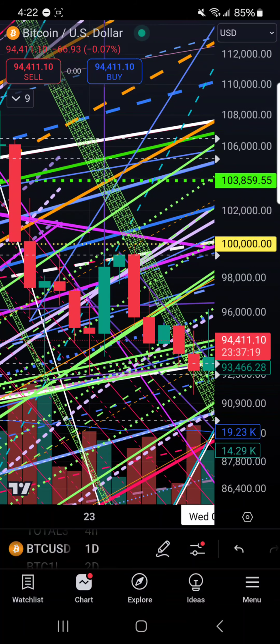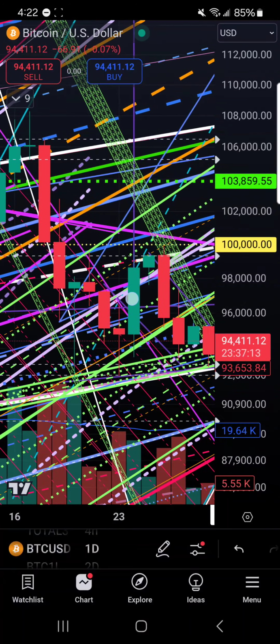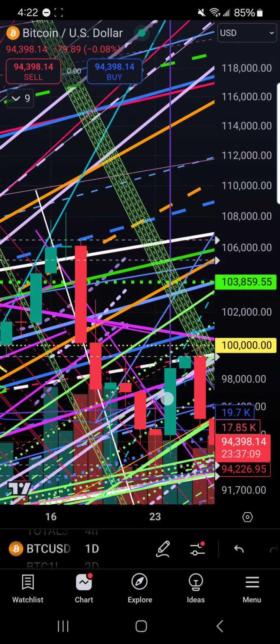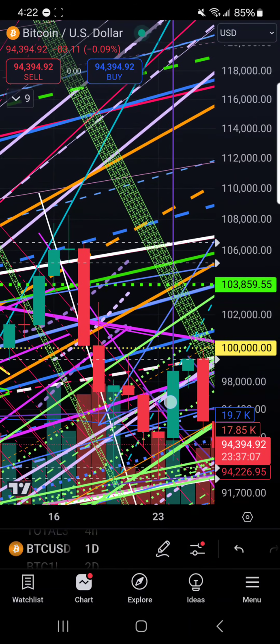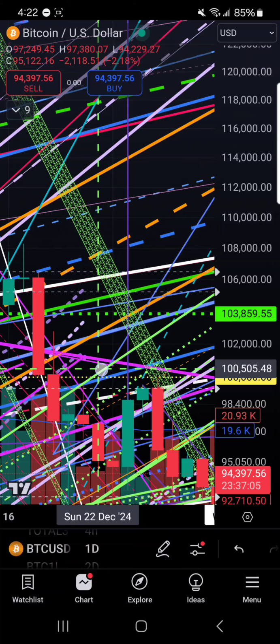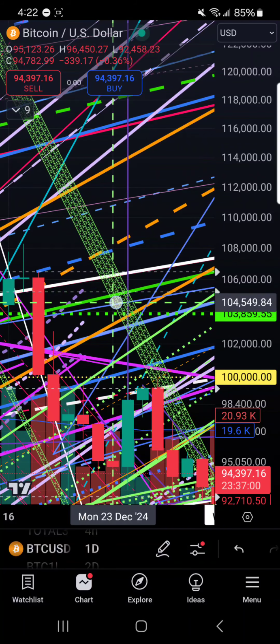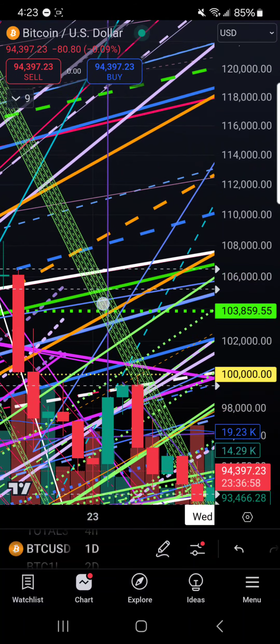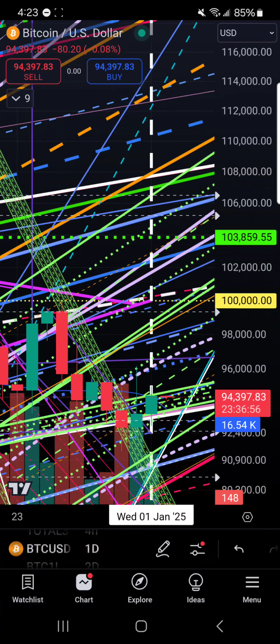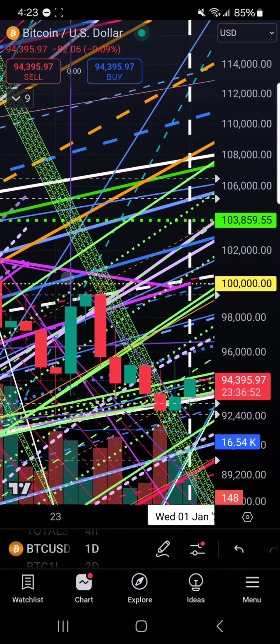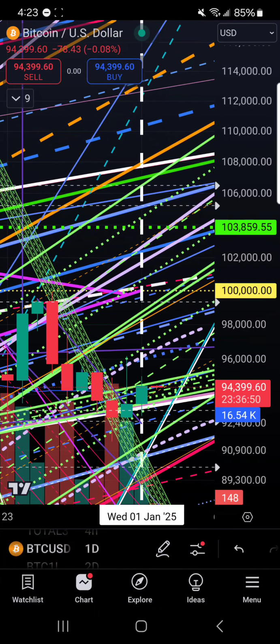Now things were getting overheated, and we were in store for a pullback, but that triggered the pullback a little prematurely, more premature than I had been anticipating. It could have rallied a little bit further here, and then seen a pullback.